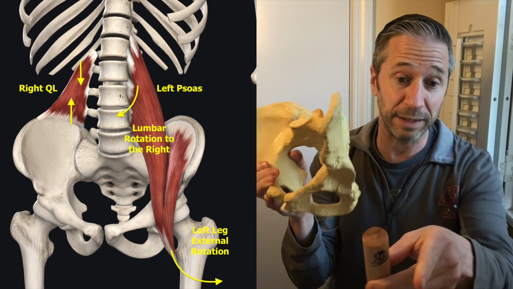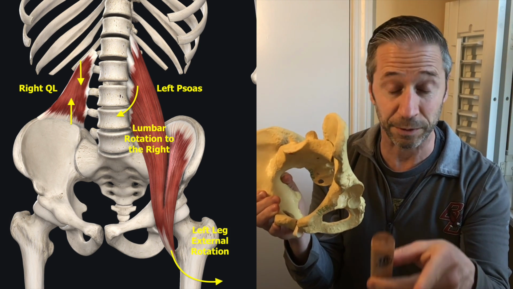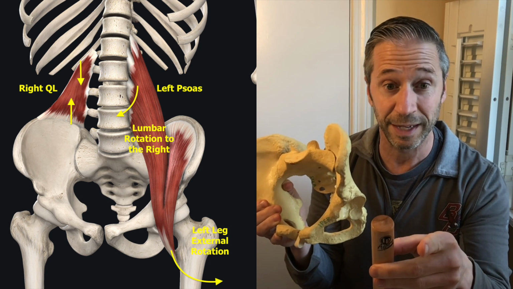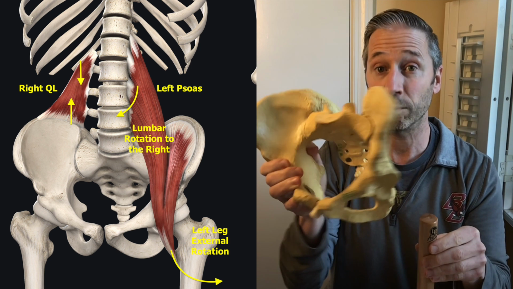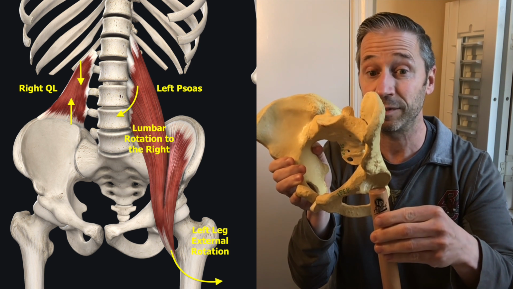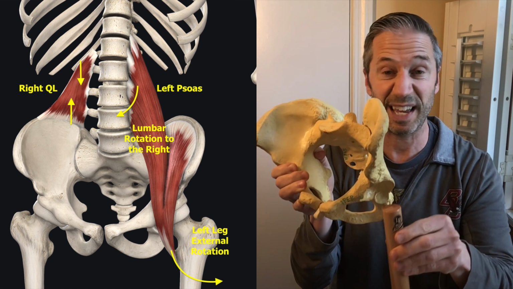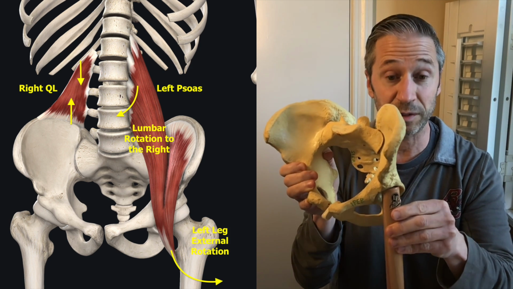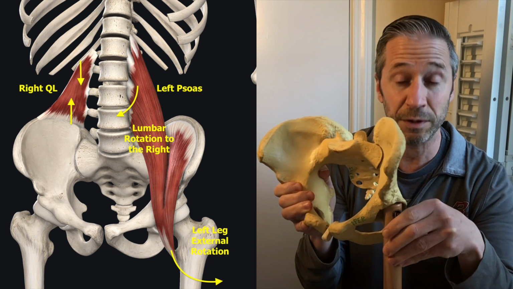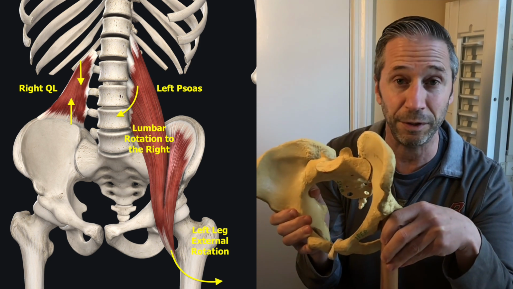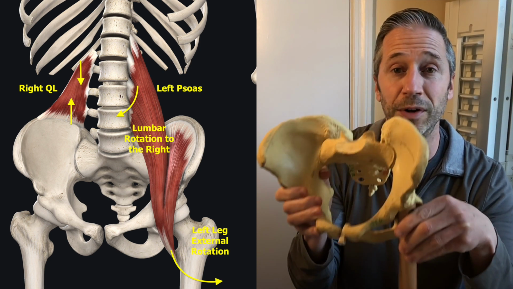You'll see at the bottom of the diagram, it says left leg external rotation. So that left psoas, at the same time it's turning the lumbar spine and the pelvis to the right, is turning the left leg out to the left. And again, that's compensation so that you can stay straight as you walk. That positions the left psoas in such a way that it can never turn off. So the left psoas does not cause this pattern.